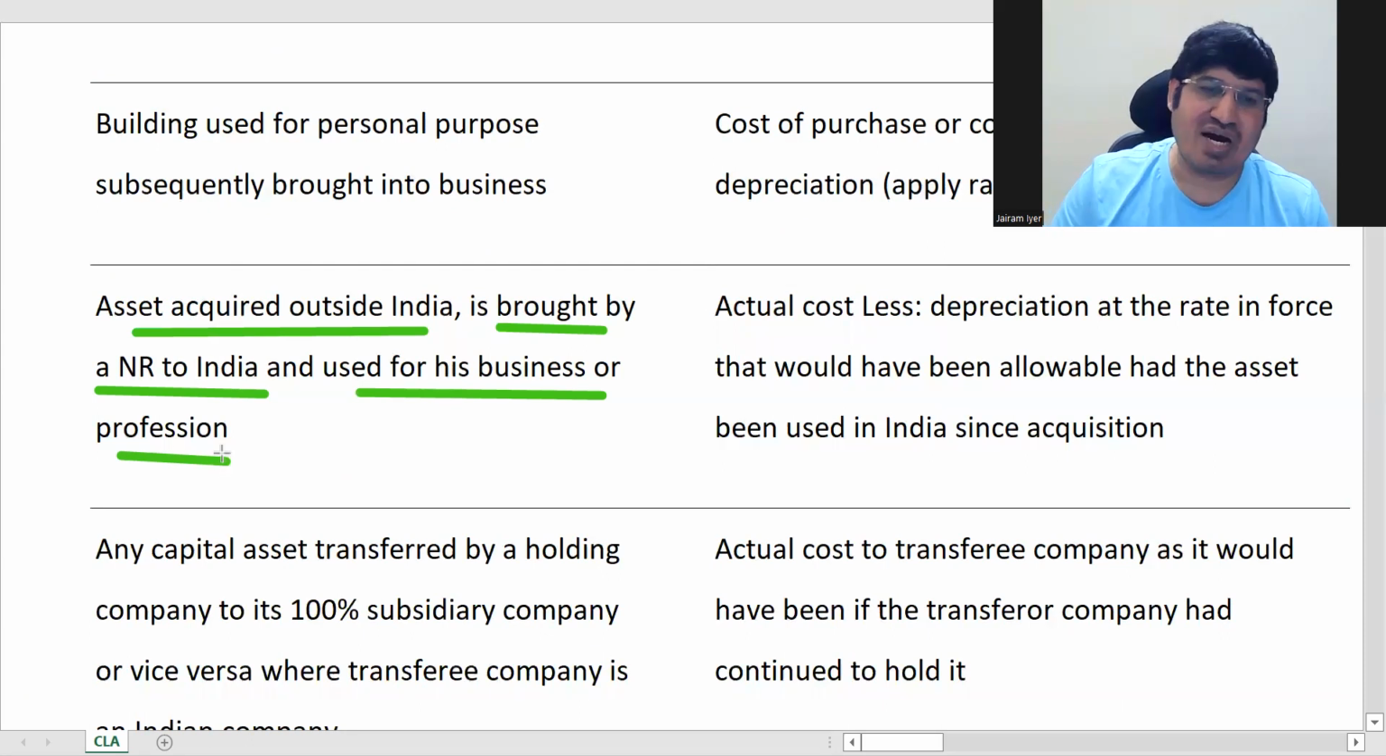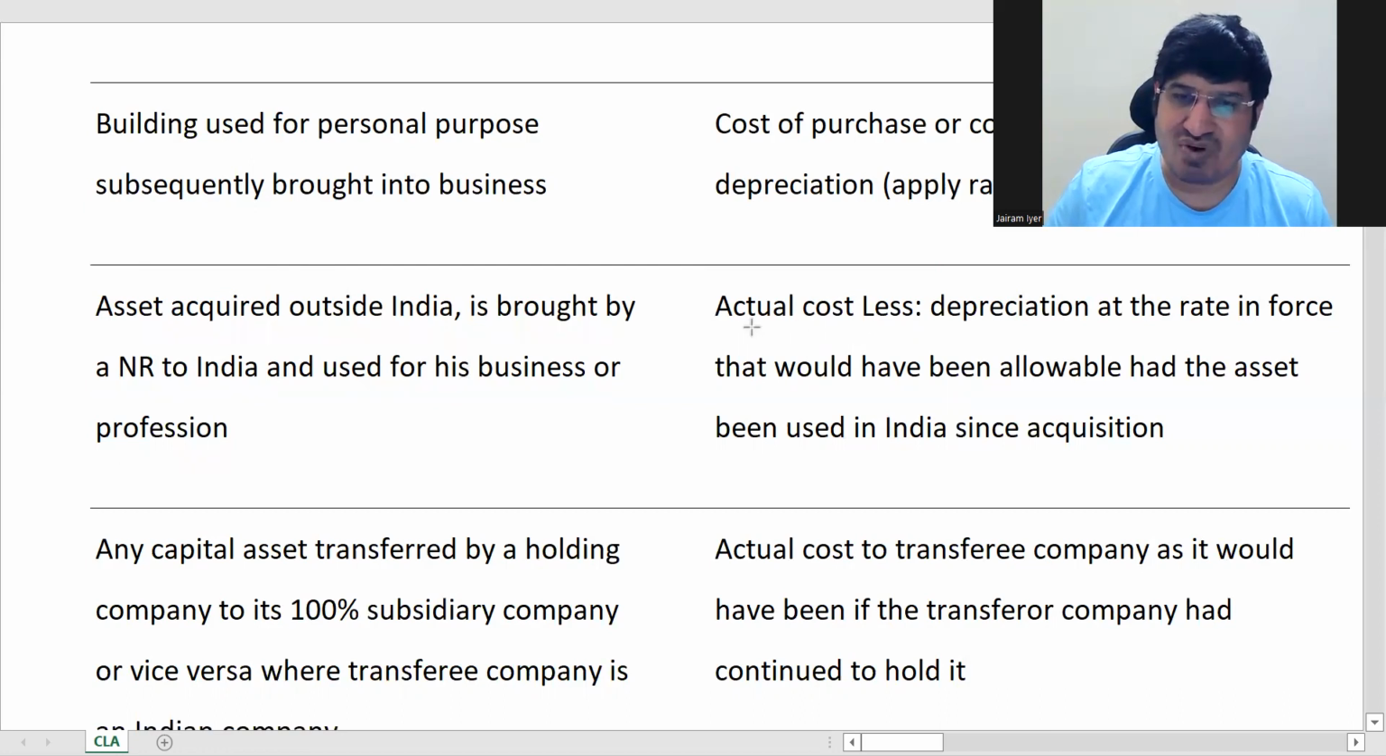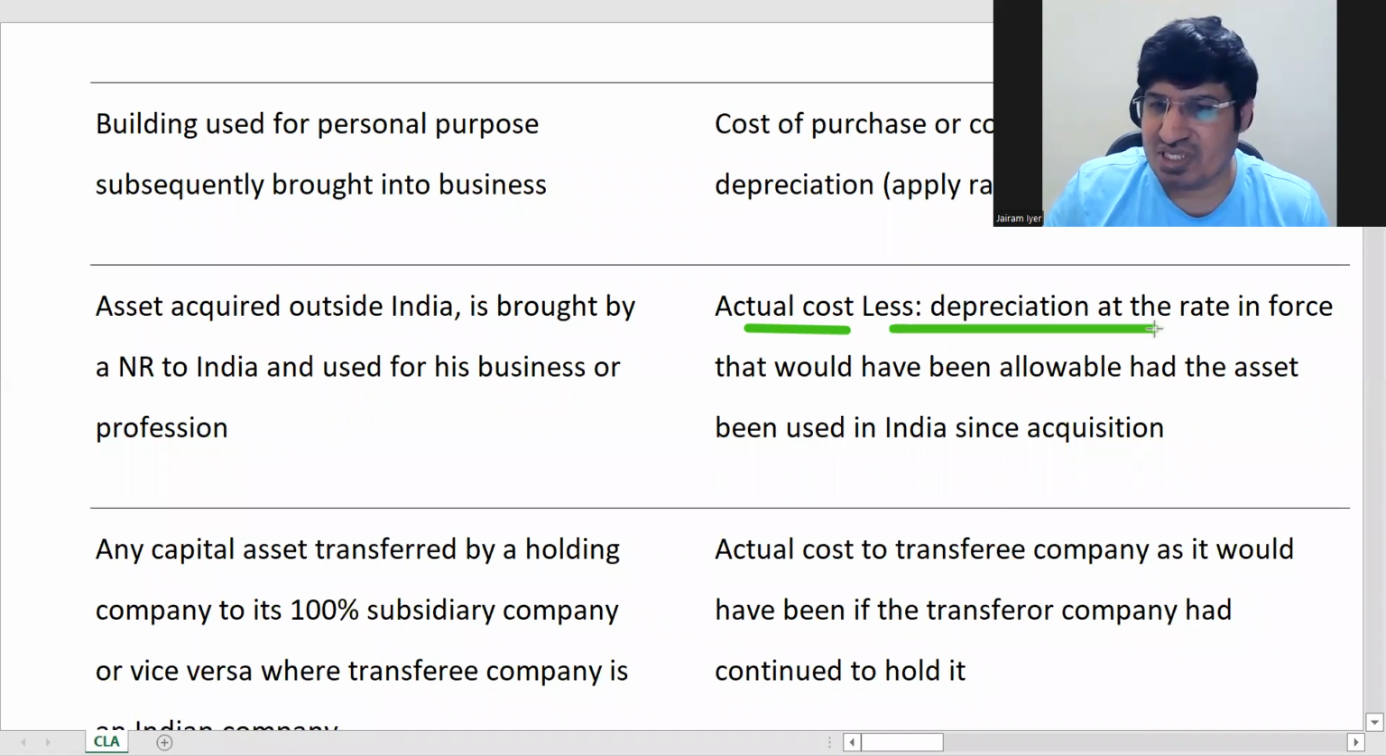He acquired it outside India and he is bringing the asset into India. So what will be its actual cost? Take whatever is the actual cost for which he bought it, less depreciation at the rate in force currently allowable, had the asset been used in India since acquisition.